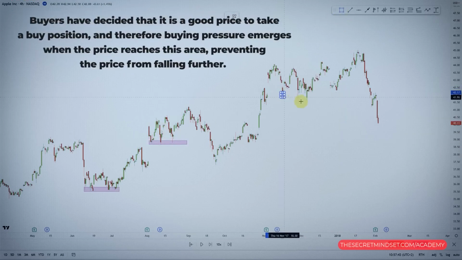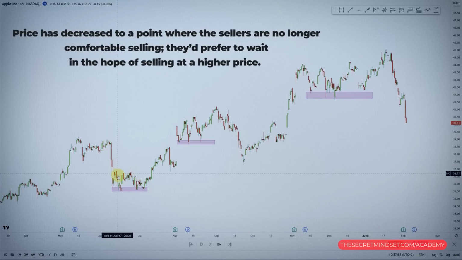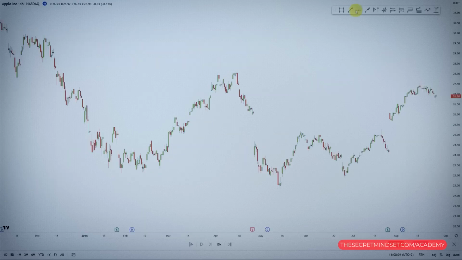Perhaps the buyers have decided that this is a good price to take a buy position, and therefore buying pressure emerges when the price reaches this area, preventing the price from falling further. Or perhaps the price has decreased to a point where the sellers are no longer comfortable selling. They'd prefer to wait in the hope of selling at a higher price. For whatever reason, the price has shown a tendency to stop falling at this point.